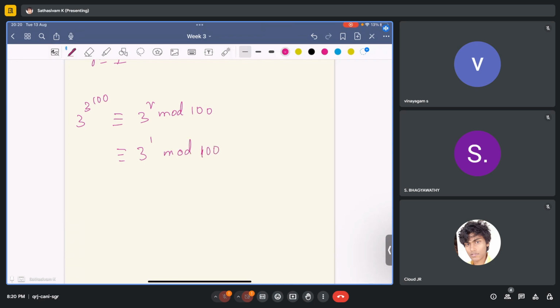Okay. So basically what happens, 3 power 1 is just 3. So if you look at the remainder, it is nothing but 0, 3. So the last two digits are basically 0, 3.